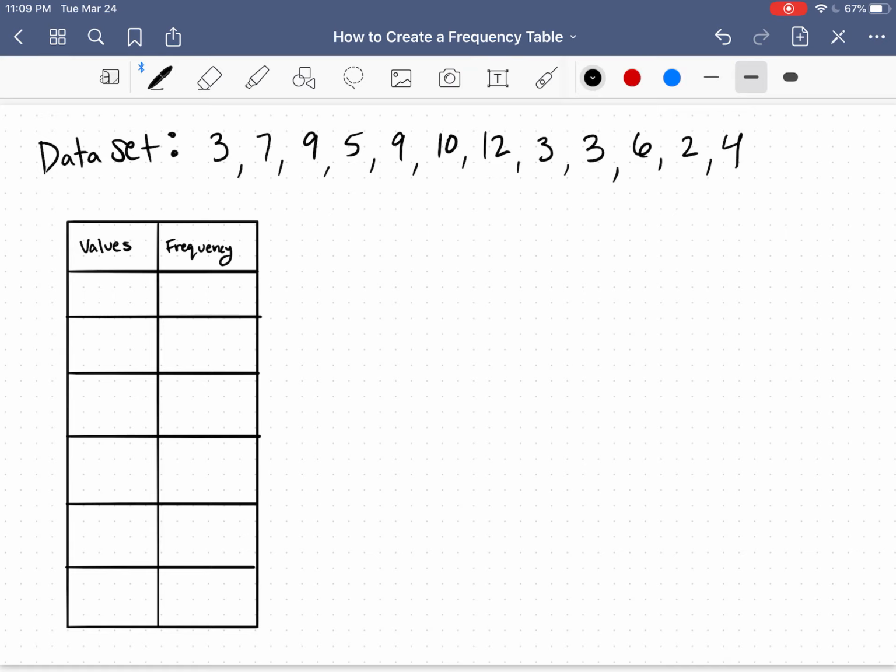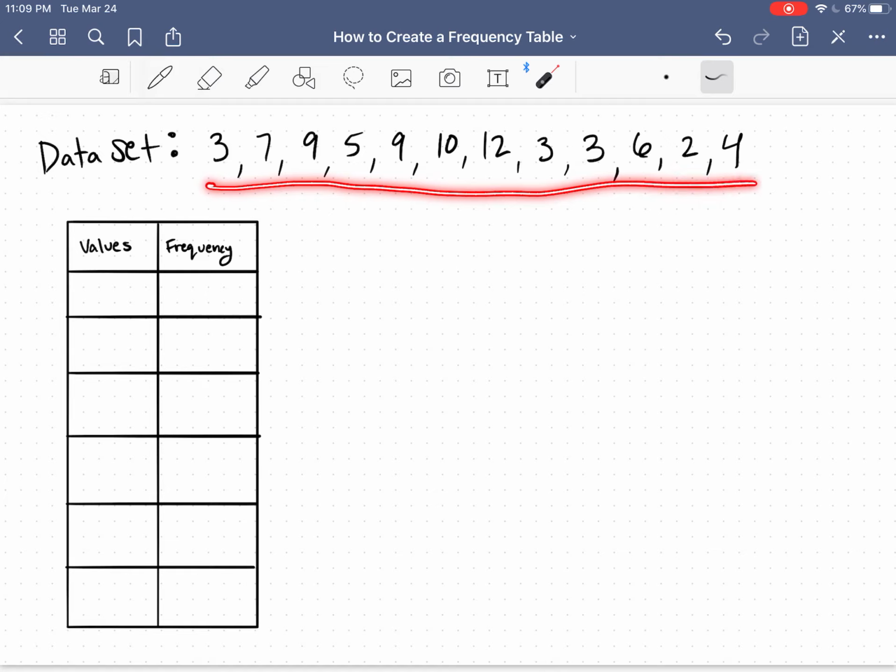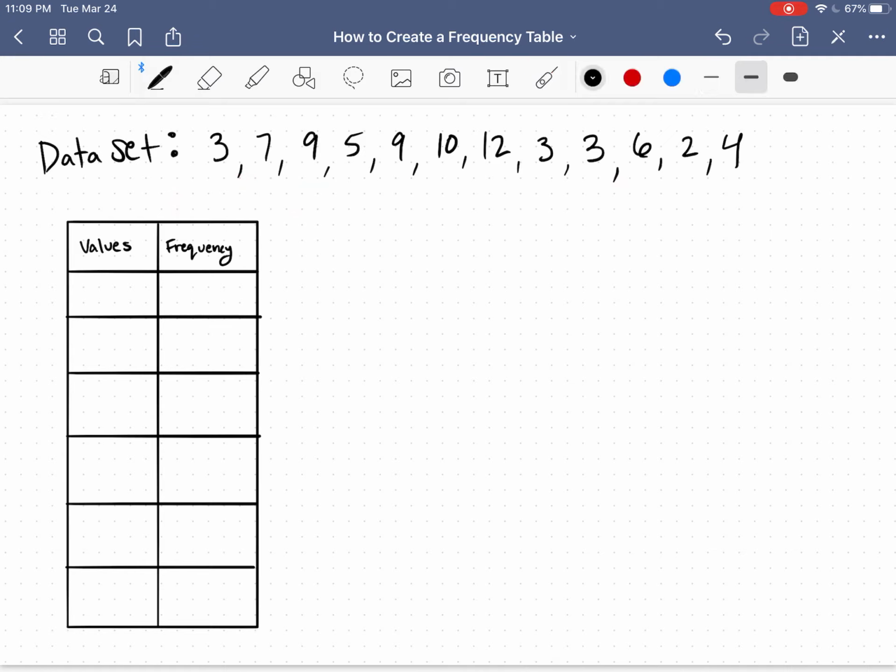Frequency tables are going to be really helpful for when we go to make a histogram, so check out my video on that if you have any questions. So I'm going to start with my data set, and to create my frequency table, I just want to know how often each of these values is occurring.